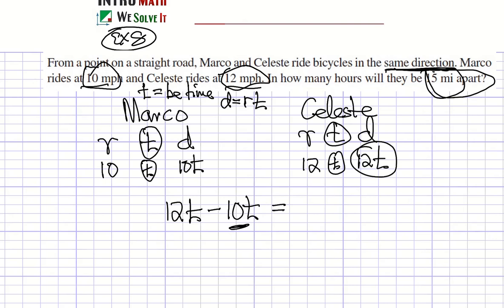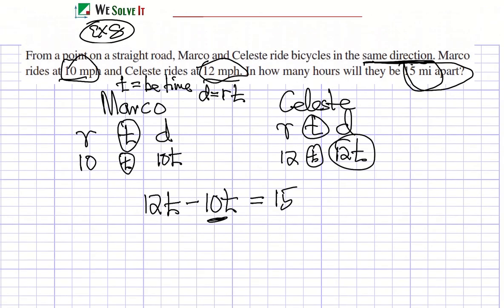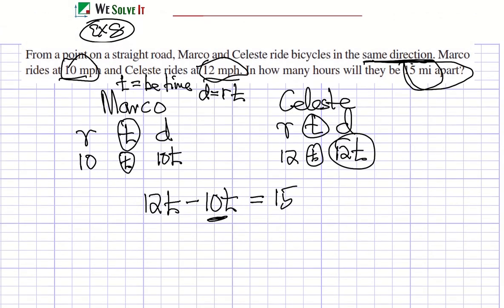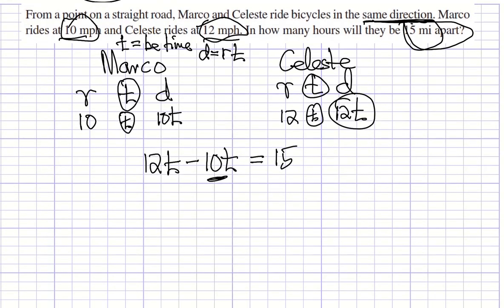So that would be equal to 15. This is an equation we need to solve, and then we'll get the time, because we're looking for the time they will be 15 miles apart. Okay, so we'll solve that. So that's 15 miles. They will be apart like that. You can visualize it like that.